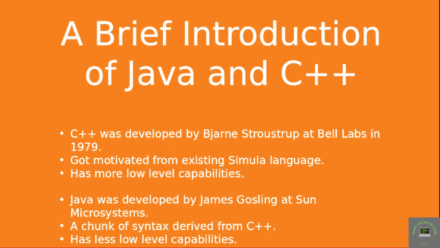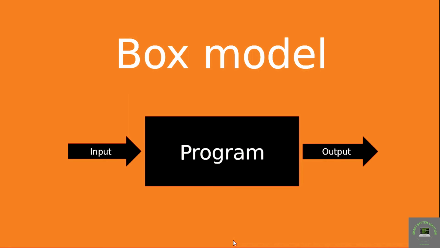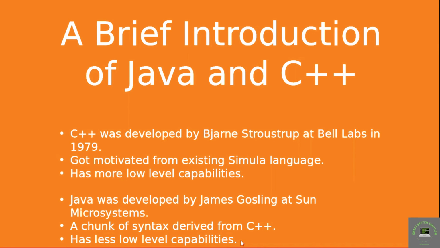Java, on the other hand, was developed by James Gosling at Sun Microsystems. Java is also an object-oriented programming language, which shares a large chunk of its syntax with C++. It does not have low-level capabilities. That means the majority of the things are automated here, like how the memory is to be managed by the system. It will all be taken care of by itself. It does not have the concept of pointers.